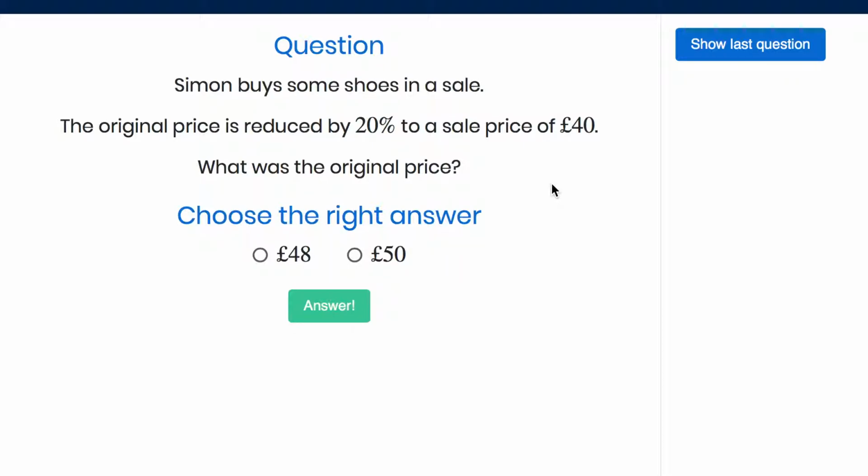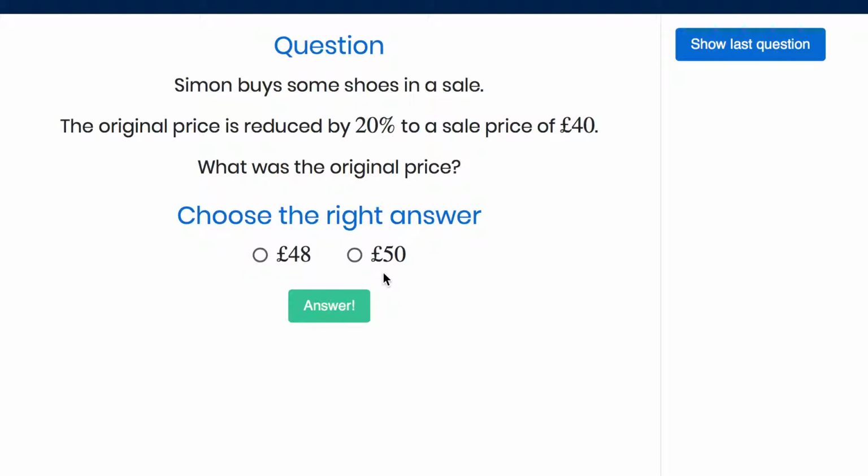Here's a multiple choice example question. Simon buys some shoes in a sale. The original price is reduced by 20% to a sale price of £40. What was the original price? Was it £48 or £50? Pause the video now if you'd like to have a go, but be careful not to rush this.